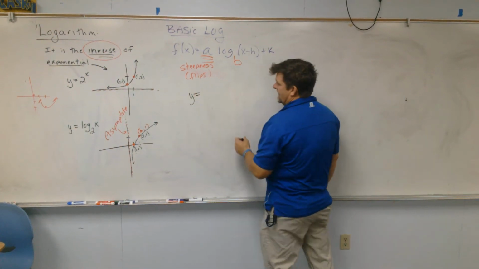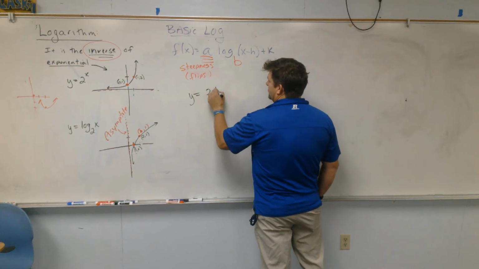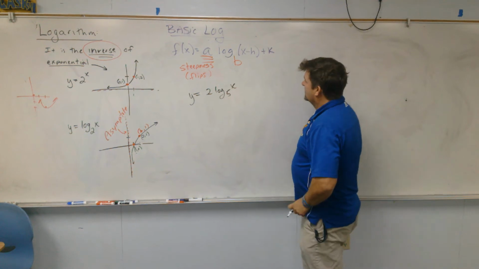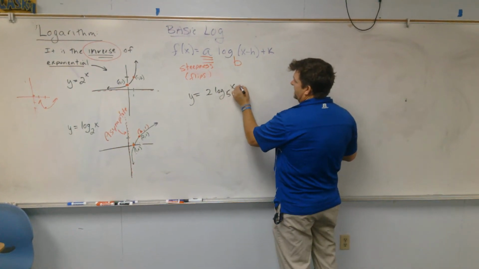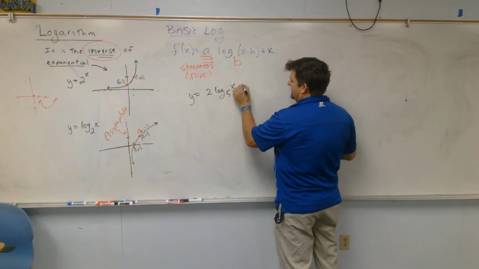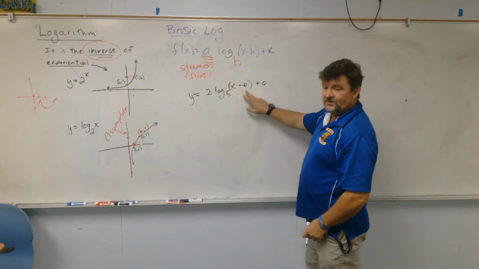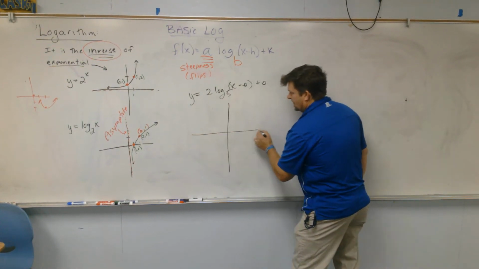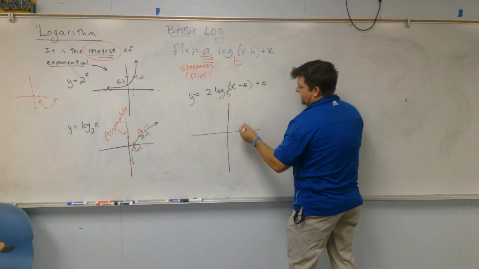Let's just say y equals 2 log base 5 of x. So there's no h and k, so this is going to be x minus 0, plus 0. I like that when I'm introducing stuff. So this doesn't move at all. So now we've got this piece here. We know that I have a line right here that doesn't go anywhere.